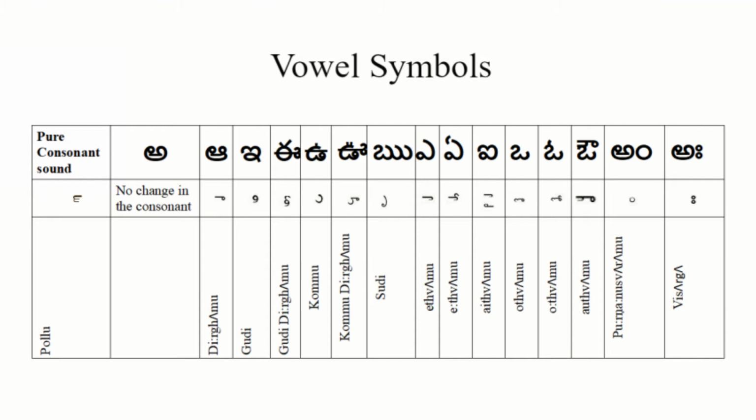Now you remember from lesson 3, we called Purnanusvaramu and Visarga as Ubhayaksharamulu. So now you see how they are considered as part of vowels, but in the result they cause consonant sounds.